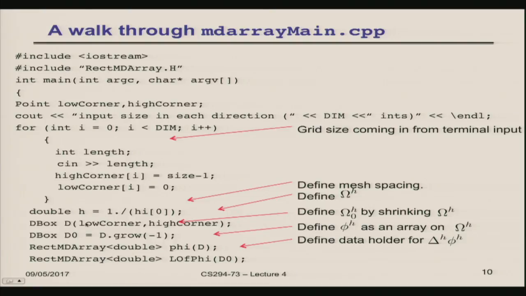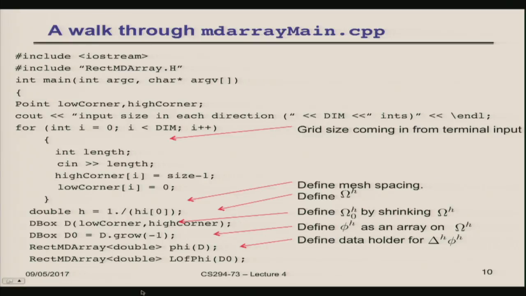So this is the box over which my solution, my phi, is defined. I can now define a box over which L of phi is going to be defined. It's D0 and it's D, and I have a function called grow. Grow can take integers, either positive or negative. If the argument is positive, it grows the box by that amount. If the argument is negative, it shrinks the box by that amount.